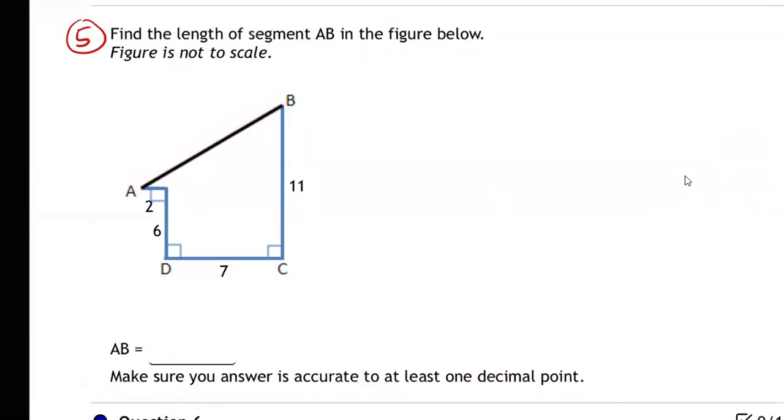Now let's make sure we understand what's going on here. This is 7 down here, at least on mine, whatever number you have. This is 6 right here. This is 2 right here. And they're telling us this is a right angle, this is a right angle. And this is 11, at least on mine, over there. So how can we use those numbers to find the length from A to B? How are we going to do that?